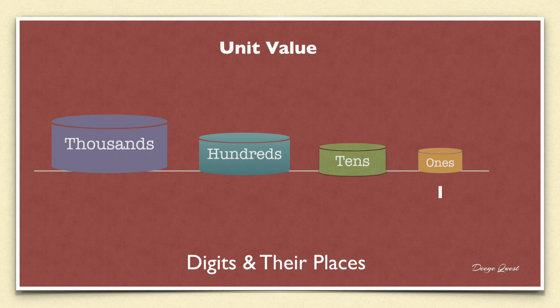One's position has a unit value of 1, tens position has a unit value of 10, here it is 100, and here 1000. And if you see here, it is a tenfold increase in the unit value when we compare it with its value in the position right next to it. Here it is 1 for the units position. For tens, it is 10 times 1, which is 10. Here it is 10 times 10, 100, right? And here 10 times 100, which is 1000.